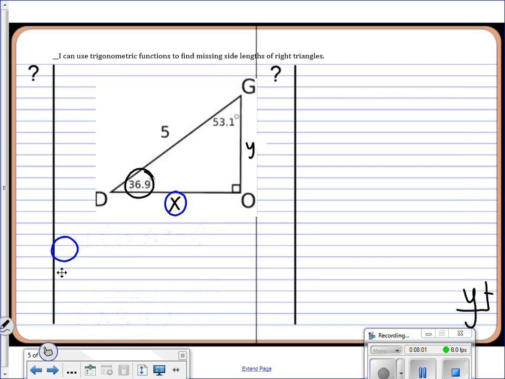So from D's point of view, from this angle right here, this side right here, the x, is an adjacent side, okay? So I start thinking through my trig functions and think which trig functions have adjacent in them. So I end up with 2 equations, right? Cosine has adjacent in it, and tangent has adjacent in it, okay?